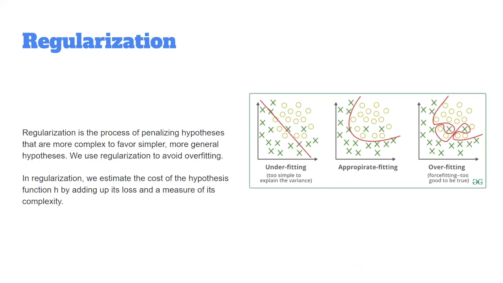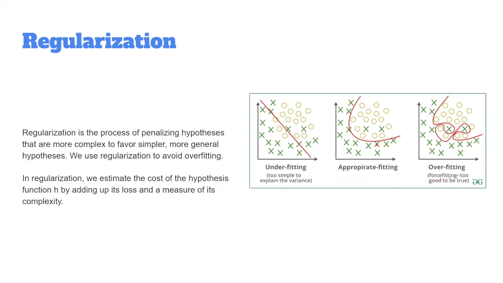Regularization. Regularization is the process of penalizing hypotheses that are more complex to favor simpler, more general hypotheses. We use regularization to avoid overfitting, as we just discussed previously. In regularization, we estimate the cost of the hypothesis function h by adding up its loss and a measure of its complexity. So what does this mean?